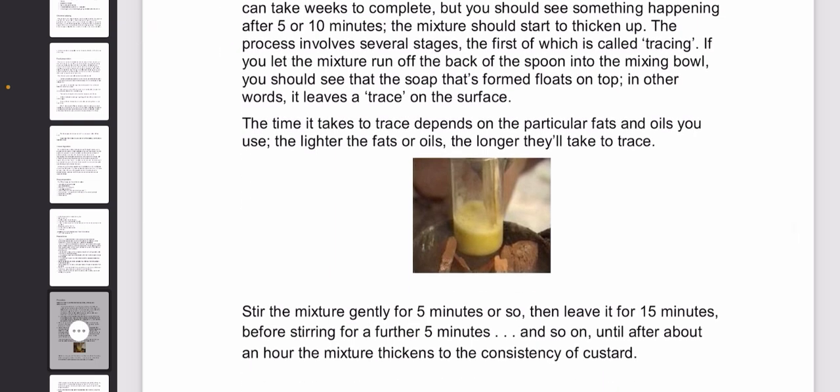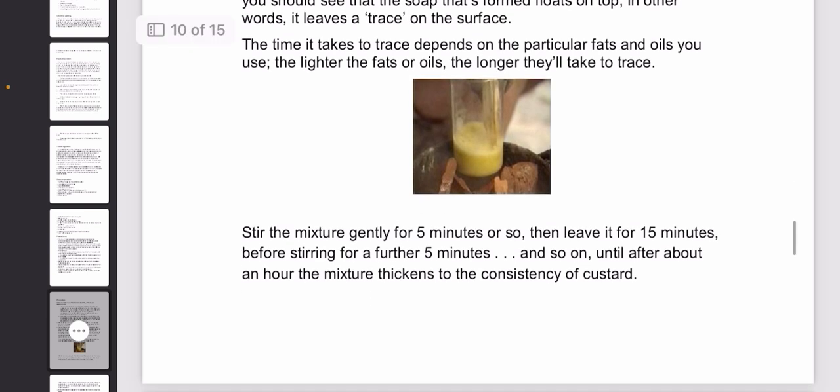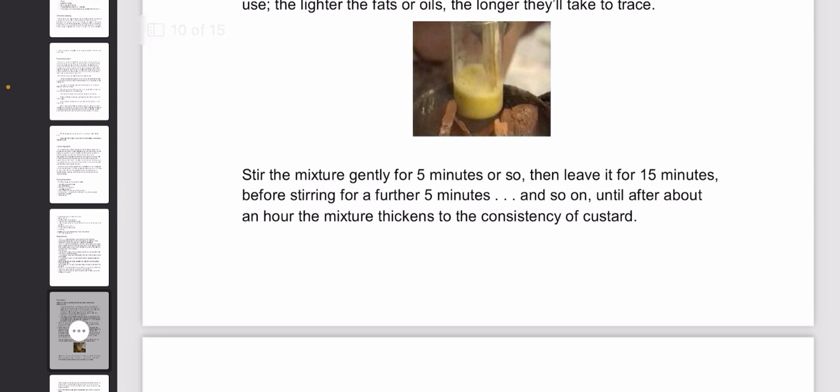The first sign is called tracing. You should see the soap that forms float on the top; in other words, it leaves a trace on the surface. The time it takes to trace depends upon the particular fat or oil you use. Stir the mixture gently for 5 minutes or so, then leave it for 15 minutes before stirring a further 5 minutes, and so on, until after an hour the mixture thickens to the consistency of custard.